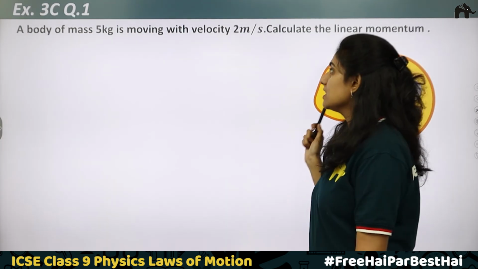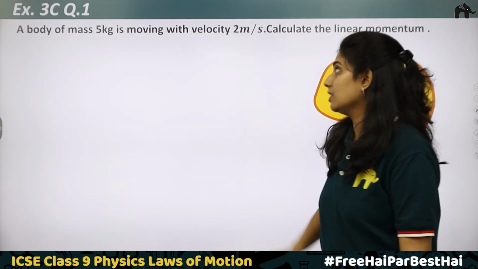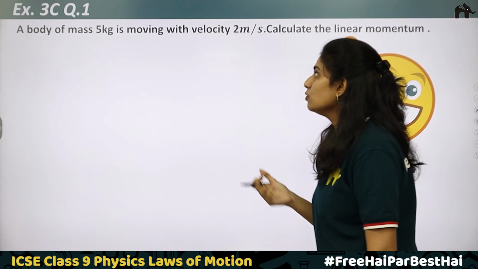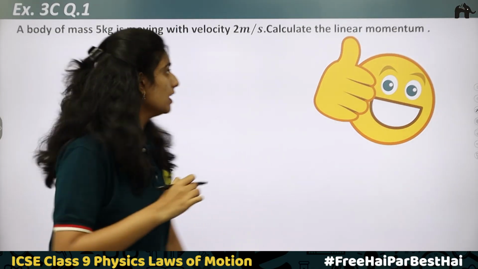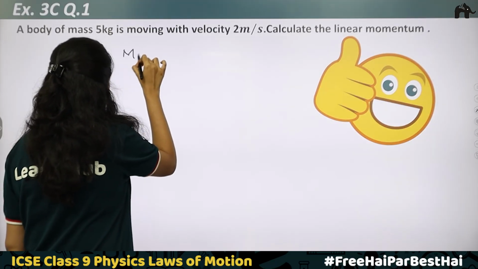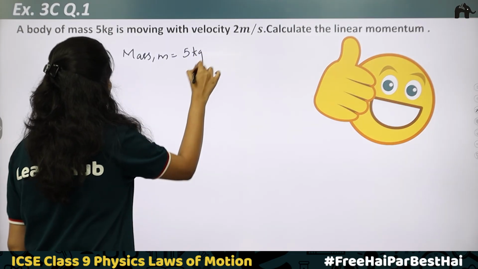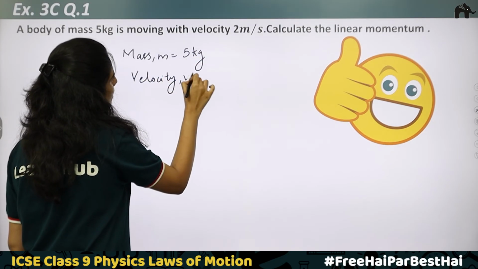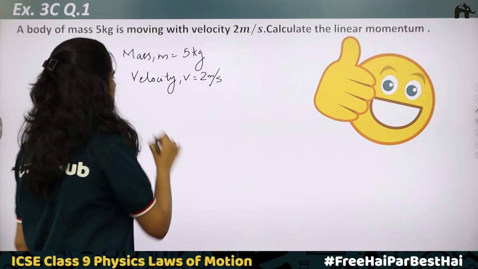Clear? Now, let us solve numericals from exercise 3C. Question 1 of exercise 3C. A body of mass 5 kg is moving with velocity 2 meter per second. Calculate the linear momentum. Here, mass is given. Mass m is equal to 5 kilogram. Velocity v is given, 2 meter per second.